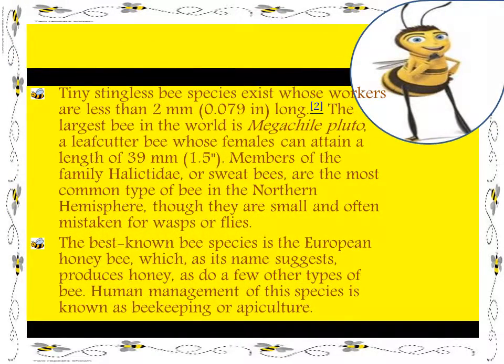Tiny stingless bee species exist whose workers are less than 2 mm long. The largest bee in the world is Megachile pluto, a leaf-cutter bee whose females can attain a length of 39 mm. Members of the family Halictidae, or sweet bees, are the most common type of bee in the northern hemisphere, though they are small and often mistaken for wasps or flies.